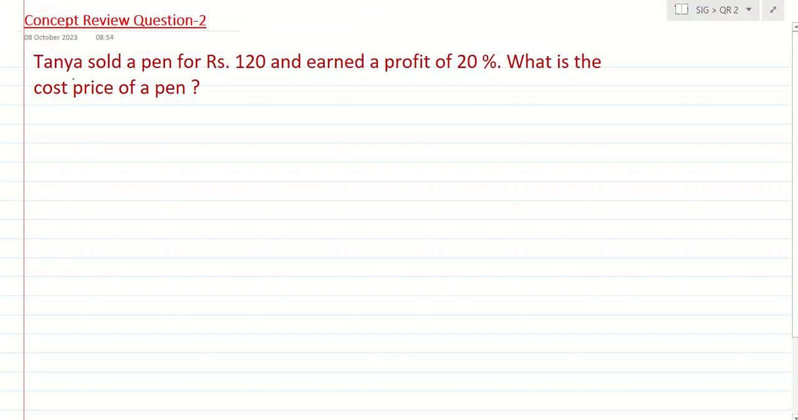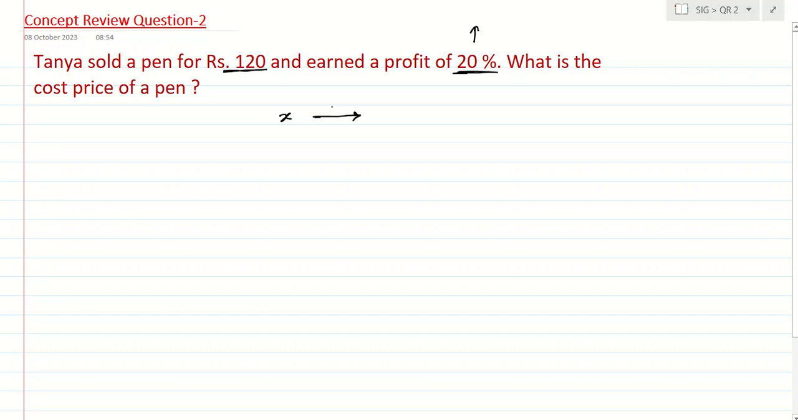If you see, Tanya sold a pen for rupees 120, which means I have a final value, the selling price, and she earns a profit of 20%. I have an increment of 20%. And we know we find the increment of what? Of the cost price, always the original value. What is the cost price of the pen? So the original value I do not know.